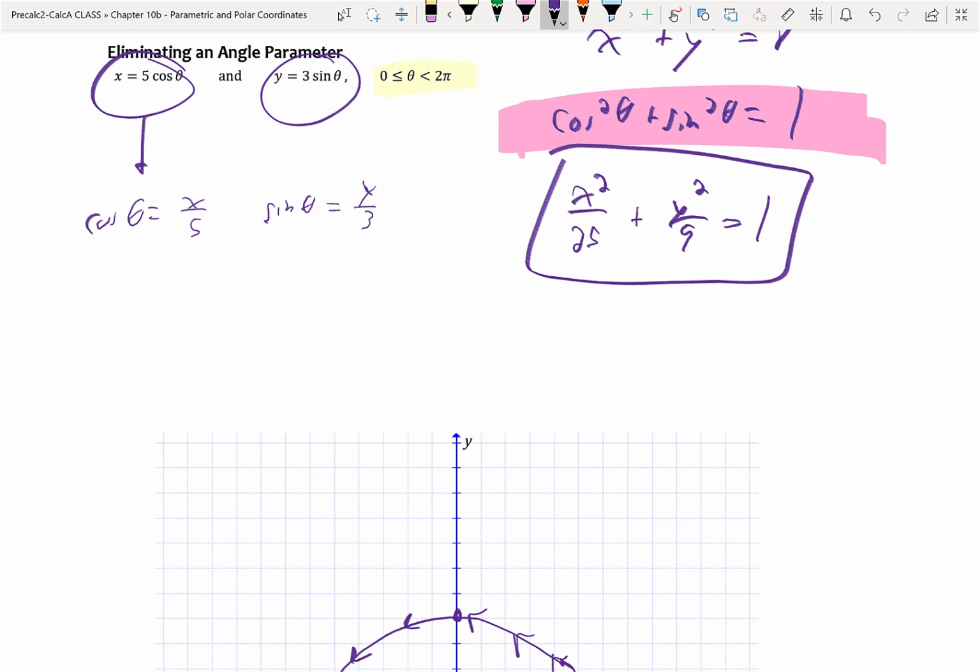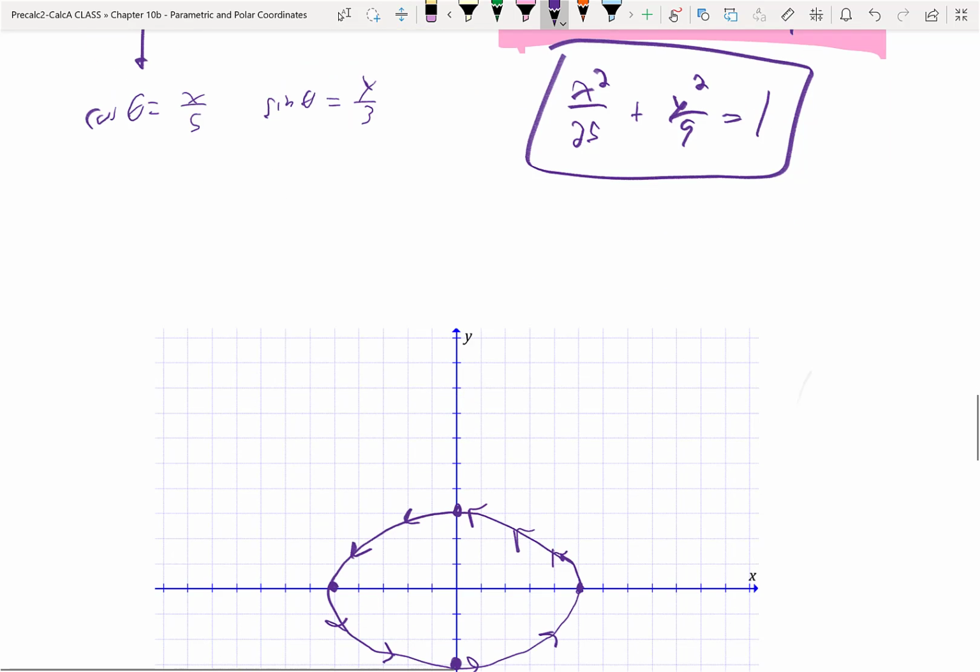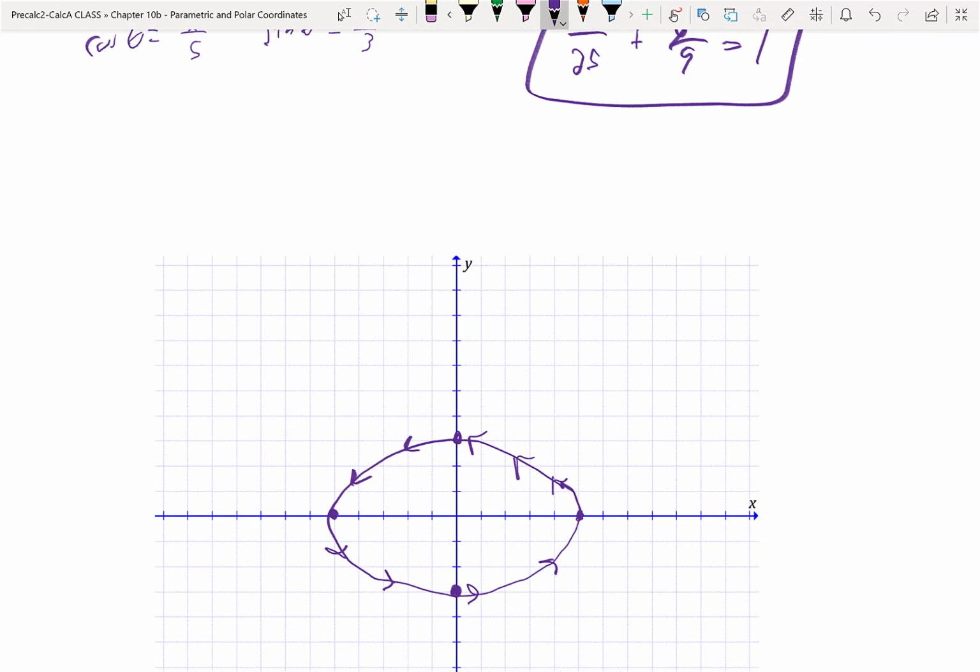Even though I'm not truly graphing the angle, you can kind of see that when theta is 0, you're here, and we start sweeping in this direction, moving all around.